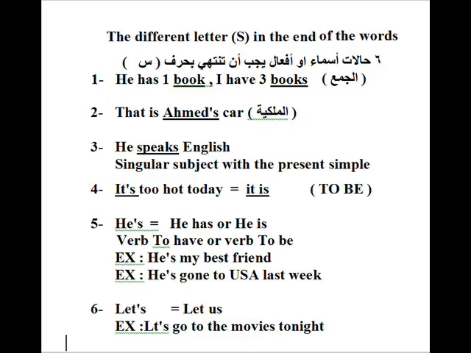We talked about it before, but just to remind you, it's too hot today. It's verb to be. He's, he has or he is. Verb to have or verb to be. Example, he is my best friend. He's gone to USA last week. Let us. The example, let's go to the movies tonight.